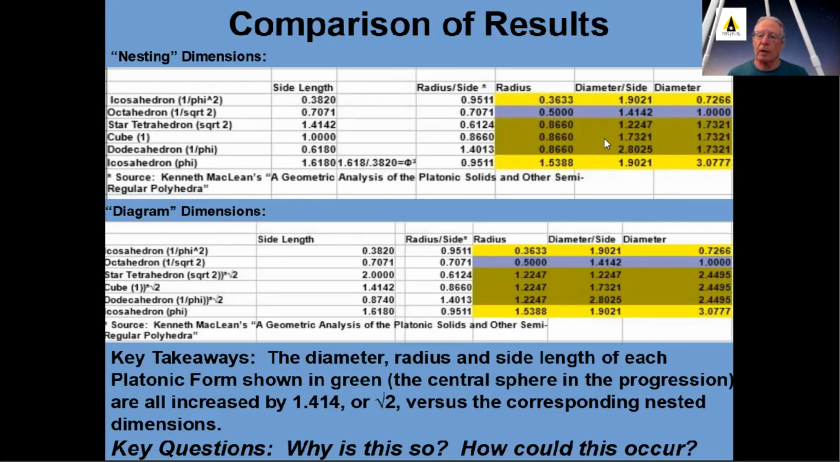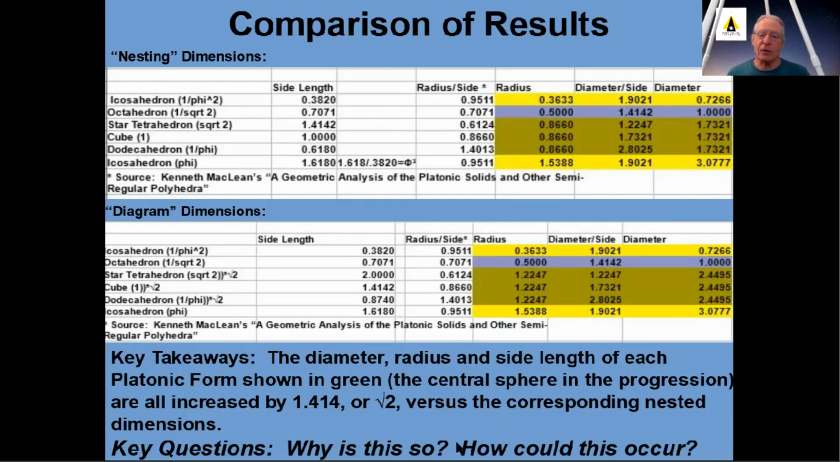So the key takeaway here, when you do the math between the nested geometry sizes and those available from this diagram, is that they're different, and specifically the diameter, radius, and side length of each Platonic form, shown in green, which is the central sphere in the progression, all increased by the square root of 2. So the question that I came up with, first thought, hey, he made a mistake. Well, obviously I realized that wasn't the case, but I always like to start that way, thinking I can find an easy way out, but that was not to be.